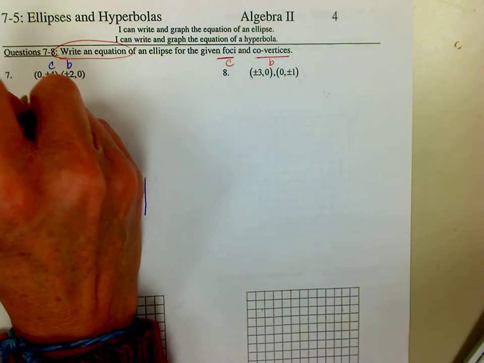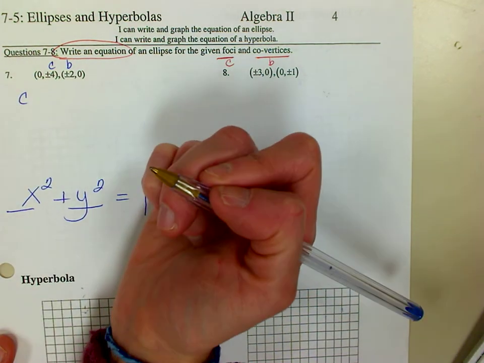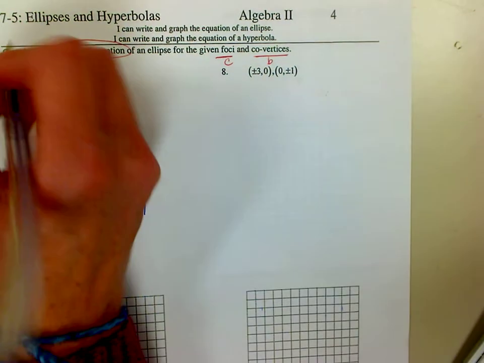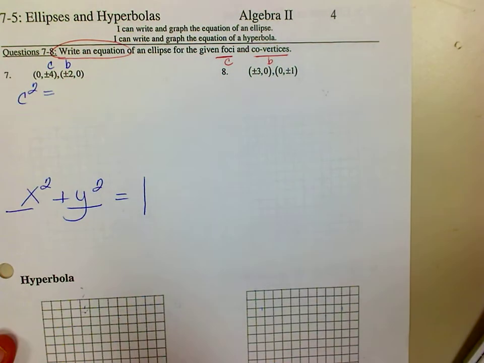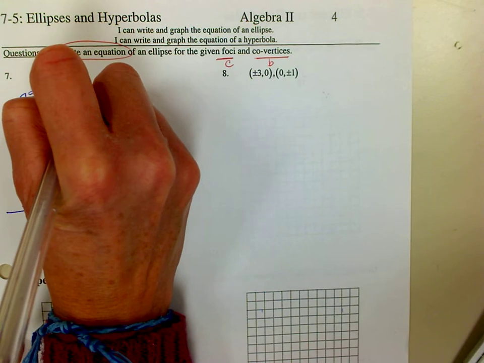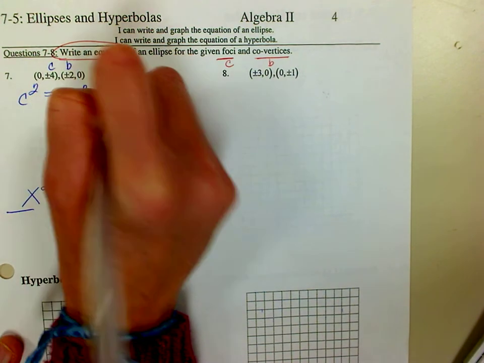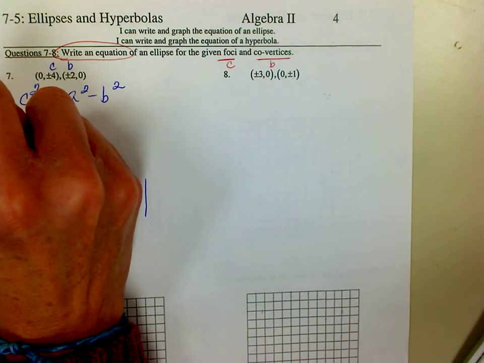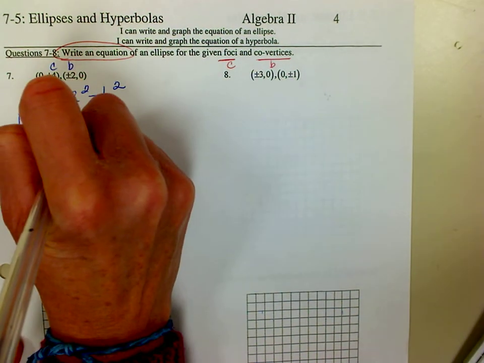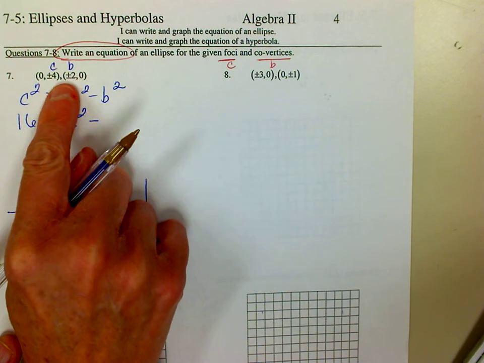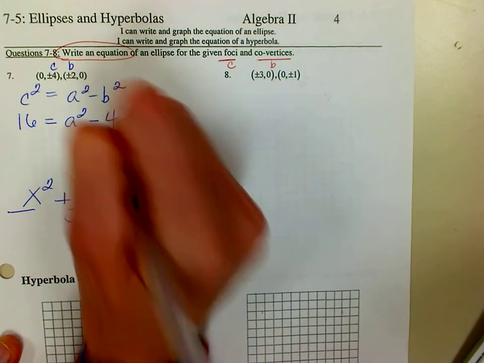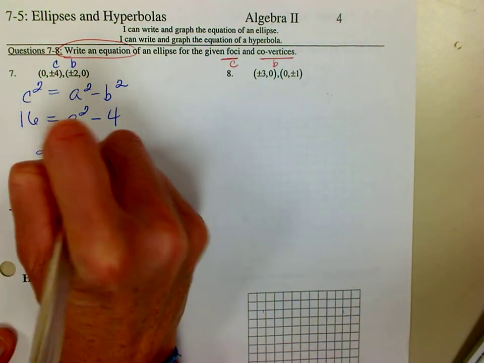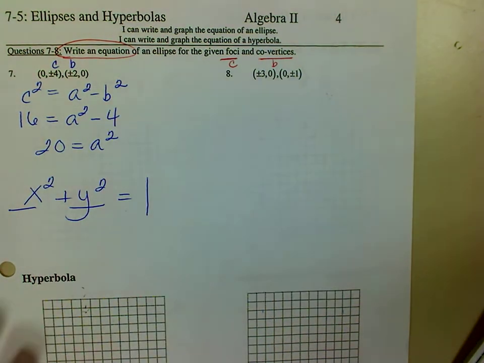Well, whenever I'm given the foci or you want to find the foci, if foci is ever involved in a problem, you want to use the equation that I gave you on the previous page. Well, since C is 4, C squared is 16. I don't know what A squared is. B is 2, so B squared is 4. If I add 4 over, I get that A squared is 20.